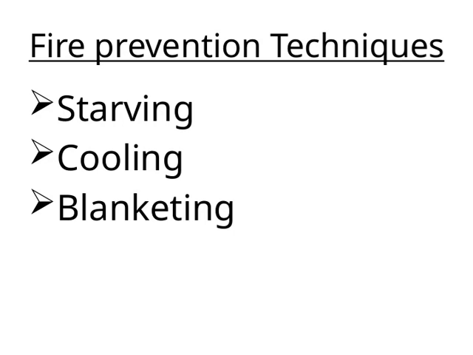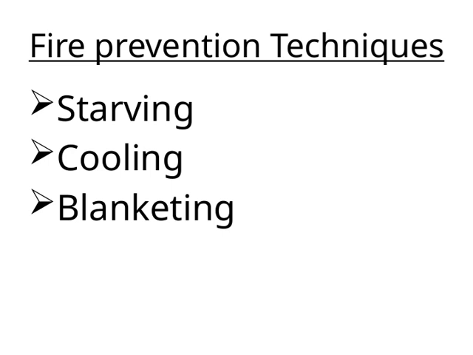Let's talk about some key fire prevention techniques that can make a big difference. First up is starving. This means removing or limiting the fuel that a fire needs to burn. By controlling what's flammable and keeping combustible materials away from potential ignition sources, we can effectively starve a fire of its fuel. Next is cooling. This involves reducing the temperature of combustible materials to prevent ignition. Using water or other fire-resistant agents to cool down hot surfaces is a common and effective method to stop a fire from starting or spreading.